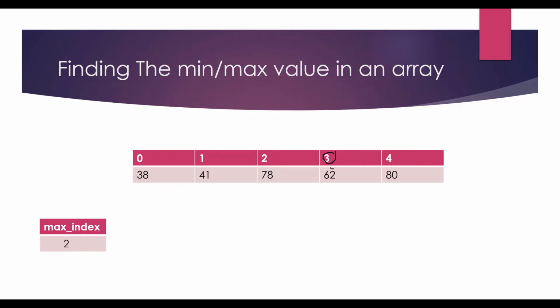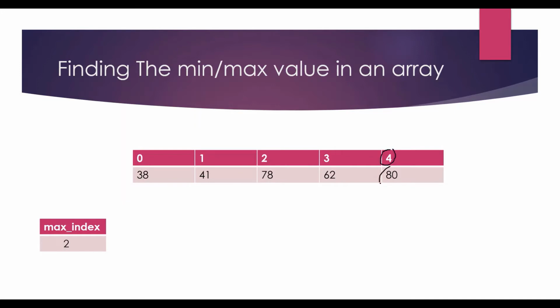We'll go to the next index, which is at location 3. We want to check the element at location 3. Is it greater than the element at location 2? Is 62 greater than 78? 62 is not greater than 78, so my maximum element is still at location 2. We did not change the maximum element index because 62 is not greater than 78, so my maximum index is still at location 2.